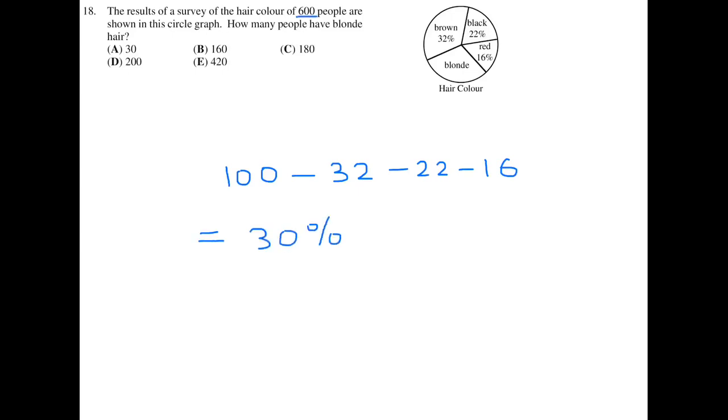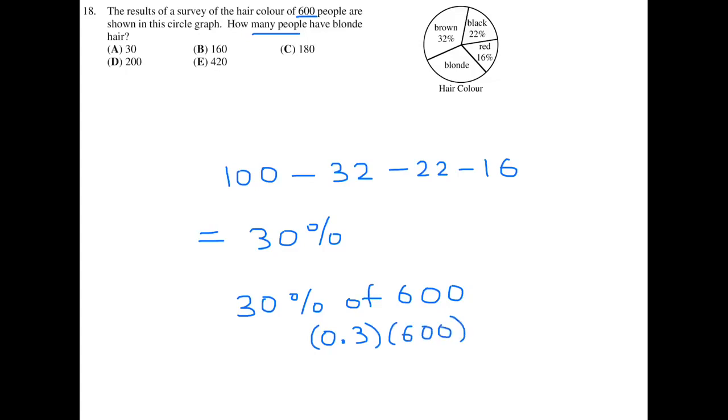Now there's 600, and they've asked us not percentage, but how many. So 30% of 600. So that would be 0.3 times 600, and that would be 180. So for 18, the answer is C.